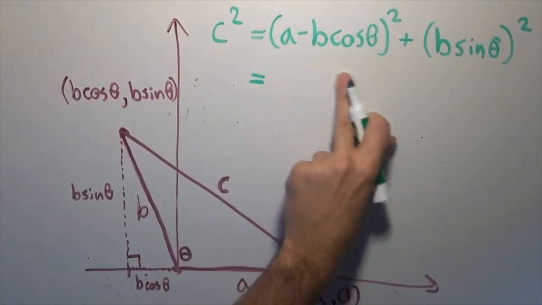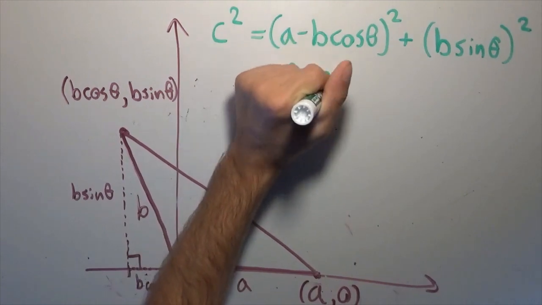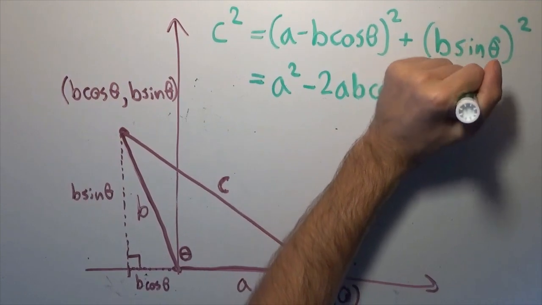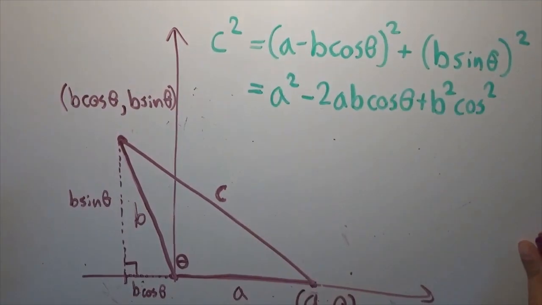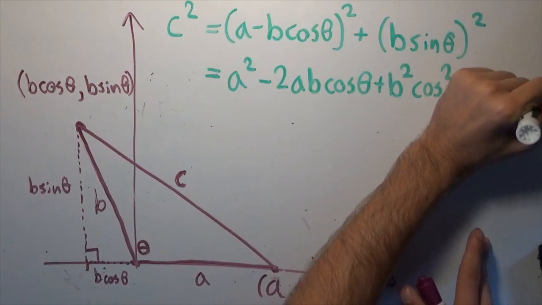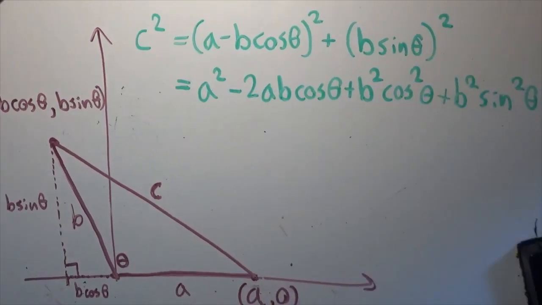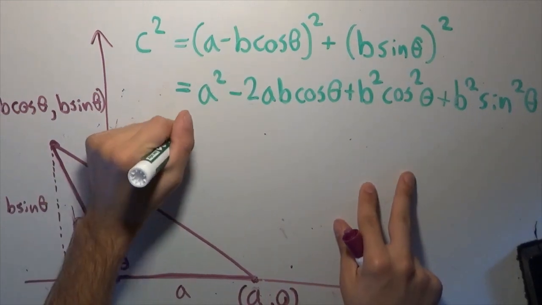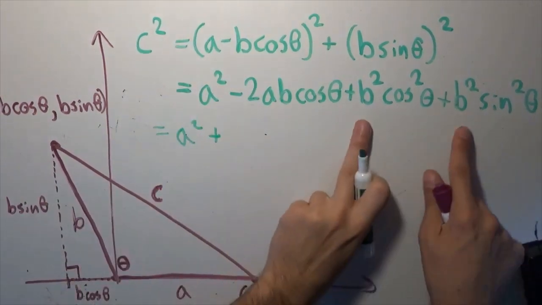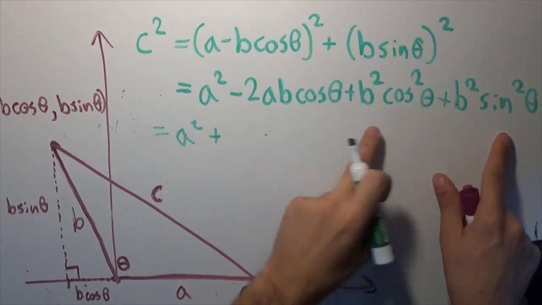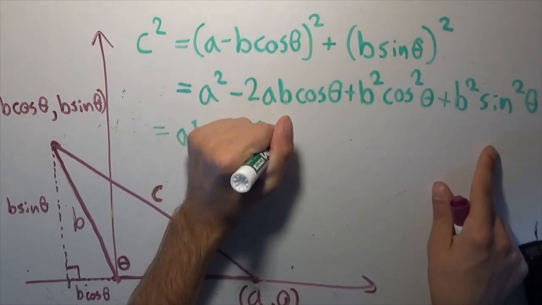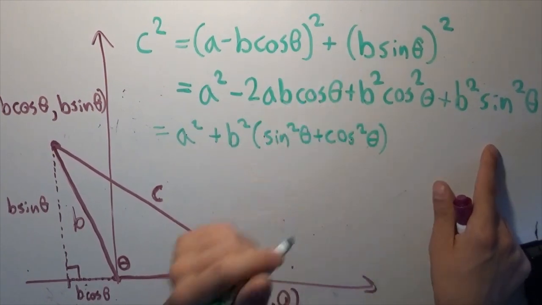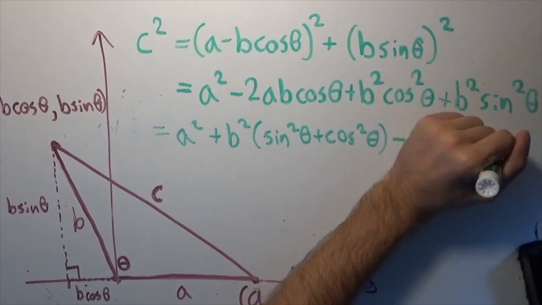And when we FOIL out this binomial, we get a squared minus 2ab cosine theta plus b squared cosine squared theta plus b squared times sine squared of theta, right? And now we can simplify this a bunch, because what can I do? I can rewrite this as a squared, and I can factor b squared out of both of these terms, because they have a factor of b squared, right? b squared times sine squared theta plus cosine squared theta minus 2ab cosine of theta.